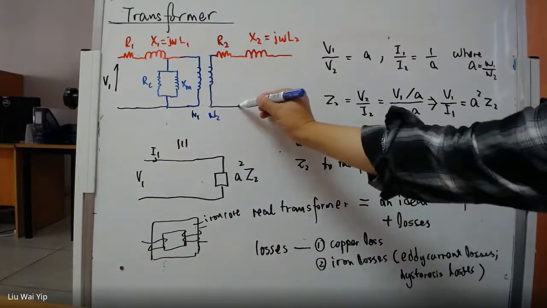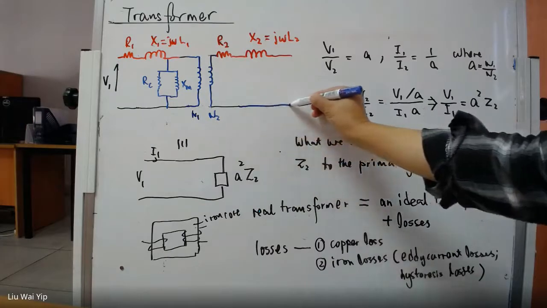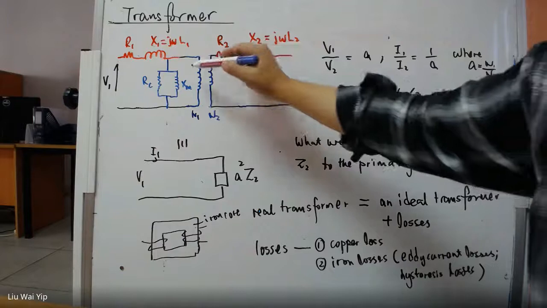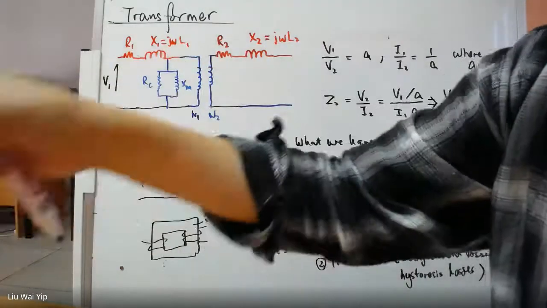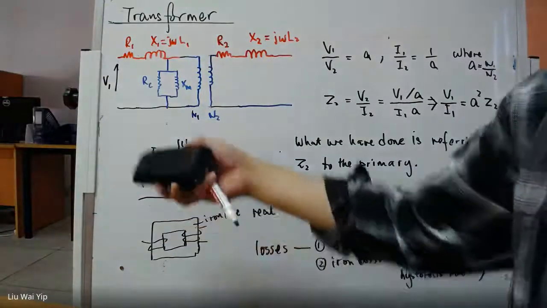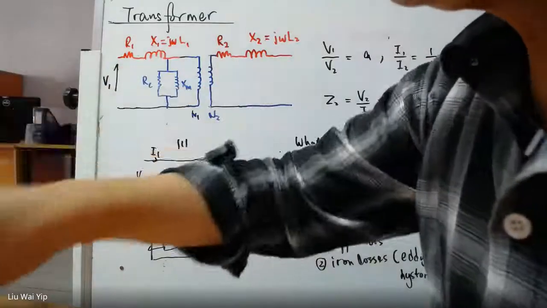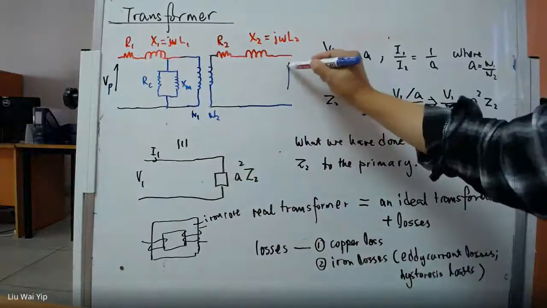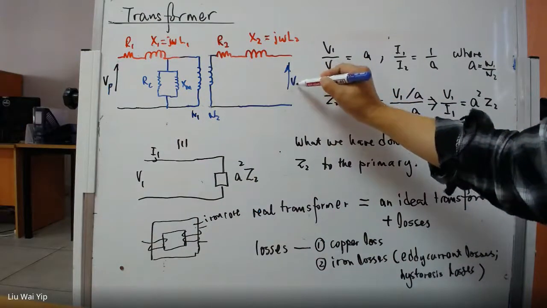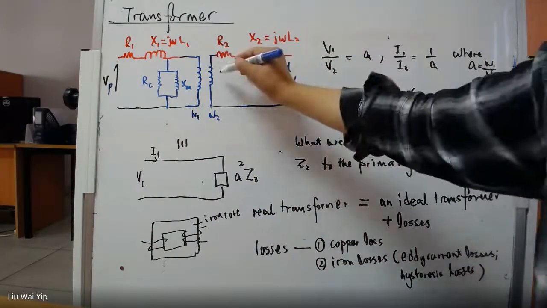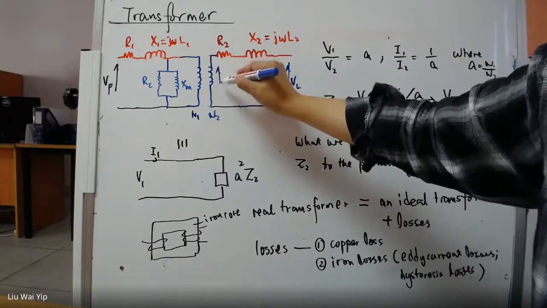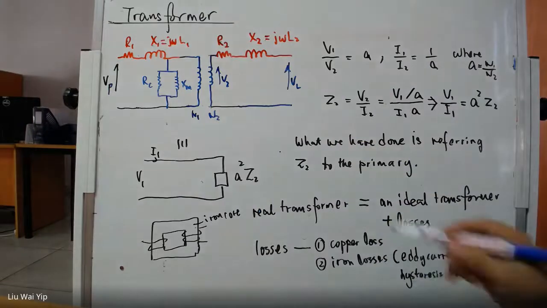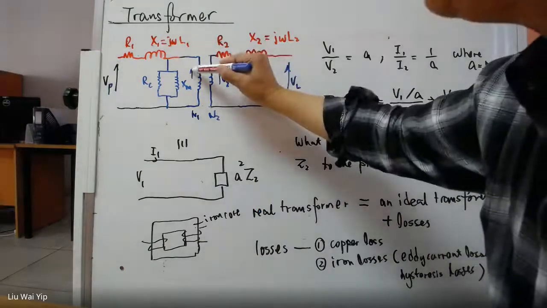So this is the reality of a transformer. And when we say V1, it should be the V1 here. So maybe I can just say VP, and then the voltage here is VL. And V2 actually refers to this voltage, the ideal voltage. And V1 is this voltage.